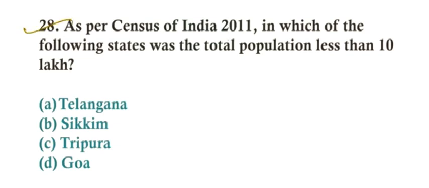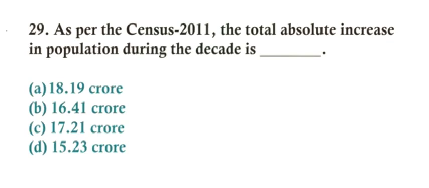Question number 28. As per the Census 2011, in which of the following states was the total population less than 10 lakh? Option number B, Sikkim. Question number 29. As per the Census 2011, the total absolute increase in population during the decade is dash. Option number A, 18.9 crore.